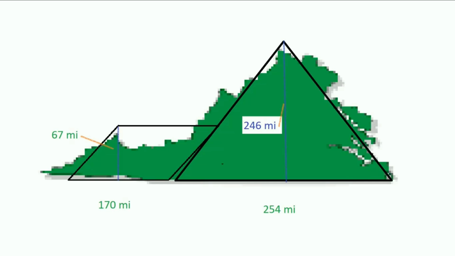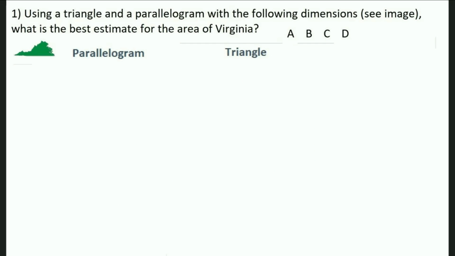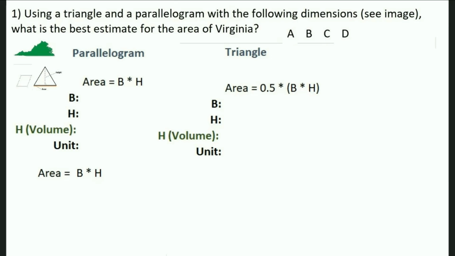If we use those measurements, this becomes a composite shape question. We have a parallelogram and a triangle. The strategy here: take the areas and add them up. For our parallelogram, our base is 170 and our height is 67. We don't need the height for volume because we're not doing any volume, so just ignore that one. It shouldn't be there. Our units are miles. Our area is just base times height, so 170 times 67 gives us 11,390 miles squared.